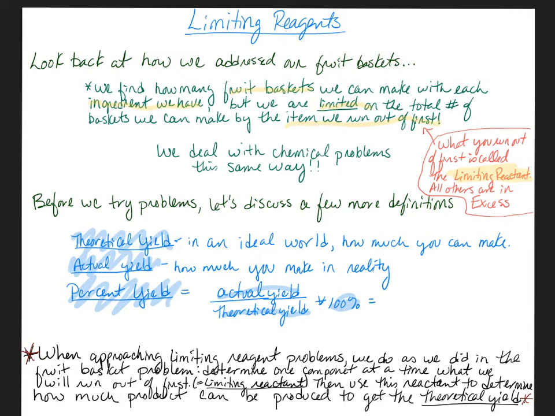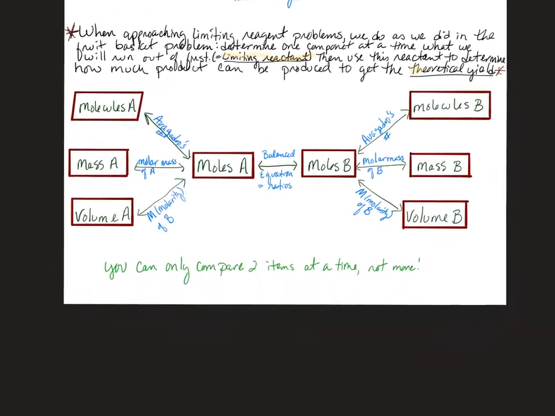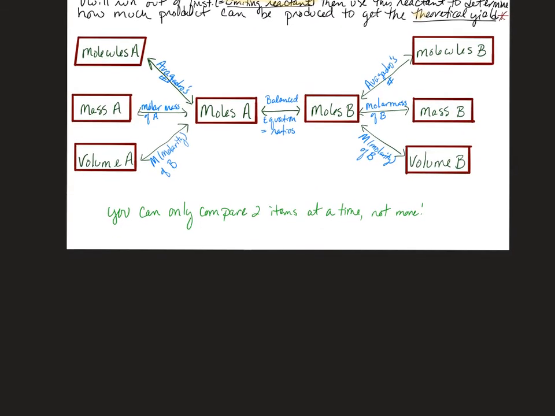So when we're approaching these limiting reagent problems, we do the same thing that we did with the fruit basket. You determine the component one at a time as to what we're going to run out of first. That's going to give you your limiting reagent or reactant. Then you use that reactant to determine how much product can be produced, and that's the theoretical yield. Okay, so there's a little chart that I made that I hope we can continue to use. And really, it's even helpful in the previous video's worth of material.